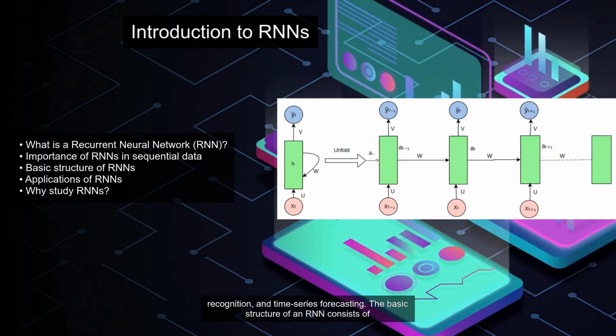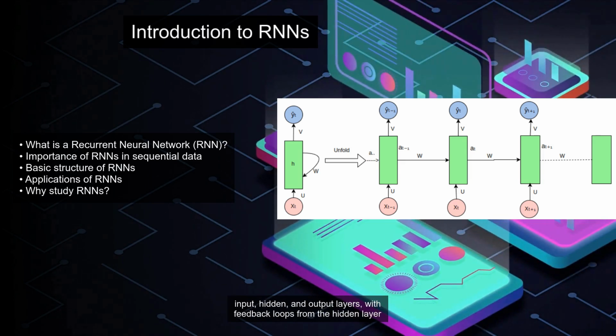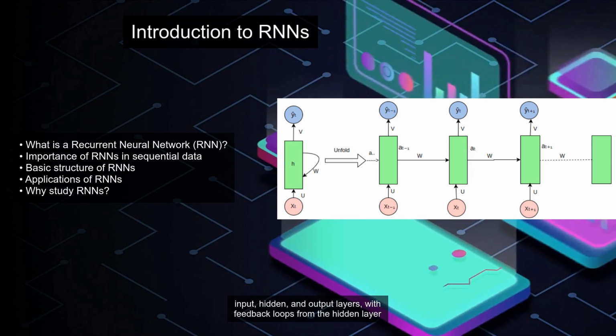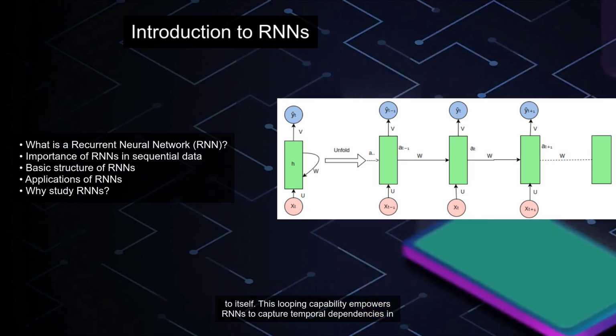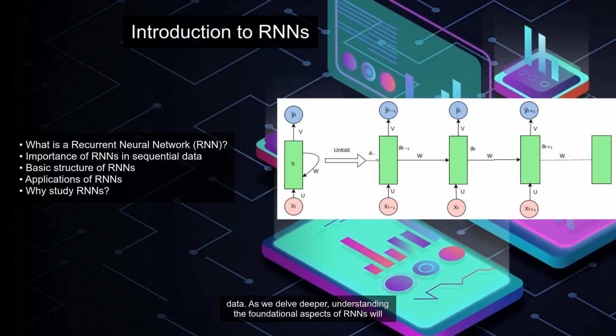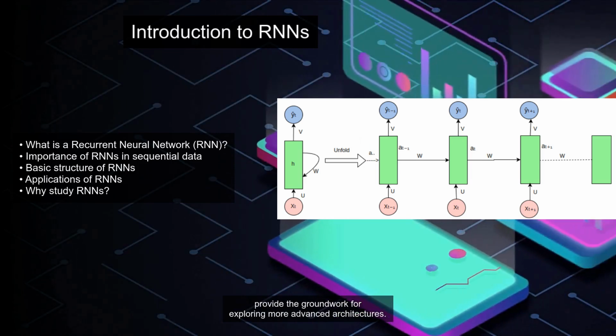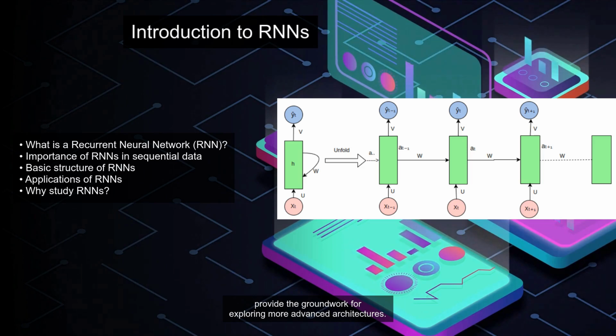The basic structure of an RNN consists of input, hidden, and output layers, with feedback loops from the hidden layer to itself. This looping capability empowers RNNs to capture temporal dependencies in data. As we delve deeper, understanding the foundational aspects of RNNs will provide the groundwork for exploring more advanced architectures.